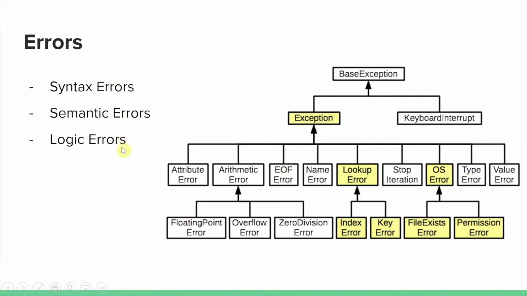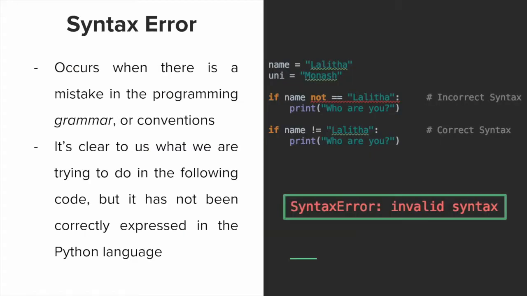These are the overarching types of errors that you will most likely encounter when you're writing a program. So what do I mean by syntax error? It occurs when there is a mistake in the programming grammar or conventions. It's like you know what you want the program to do, but the program doesn't quite understand what you're trying to tell it. If we look at the example here, my name is Lalitha, uni is Monash, and I want to say if name is not equal to Lalitha, print who are you.